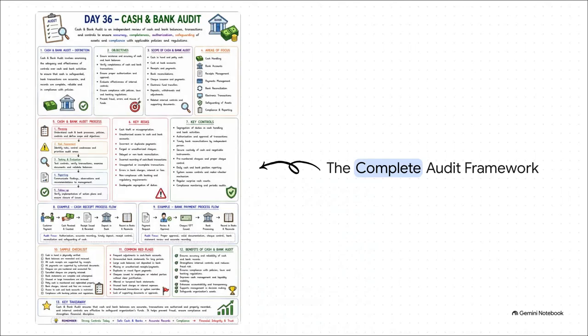Take a look at this. This is the complete cash and bank audit framework. What it does is take a highly complex, multi-layered process and break it down into actionable, interconnected components. Having a visual map like this is crucial for connecting the dots, and throughout this explainer, we are going to explore every single piece of it.